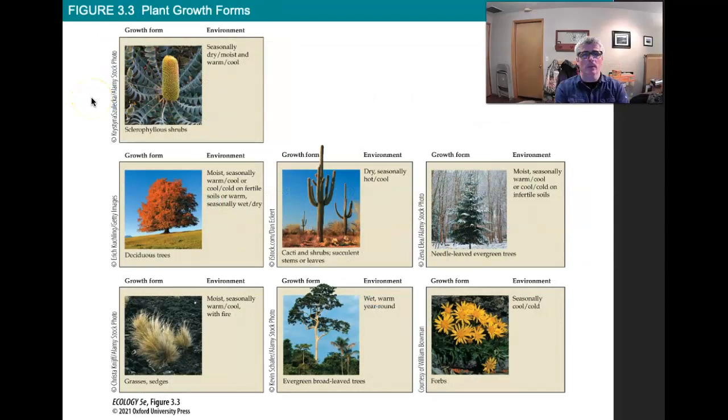We can look at a few general types of plants and what they're typically associated with. So there's sclerophyllous shrubs, sclero like bone. They're typically in seasonally dry and moist environments. Deciduous trees, they're moist, seasonally warm and cool, on fertile soils that are warm and seasonally wet or dry. Grasses and sedges, they're moist seasonally, warm and dry with fire.